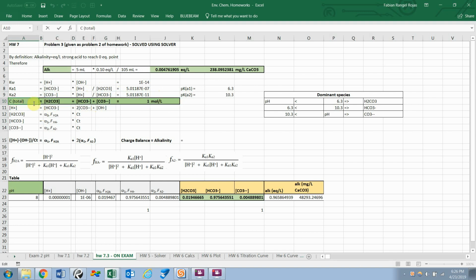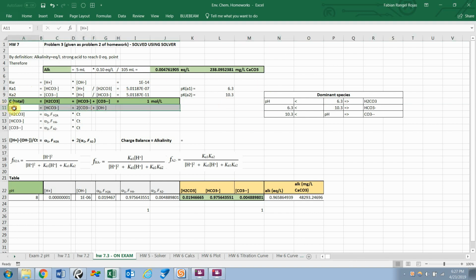C total is equal to the sum of H2CO3, HCO3 minus, and CO3 2 minus, because C is going to be distributed among these, and it's going to vary with pH. So there's no formula there. This is actually going to be my input for my solver, and I'll explain what that means in a second.